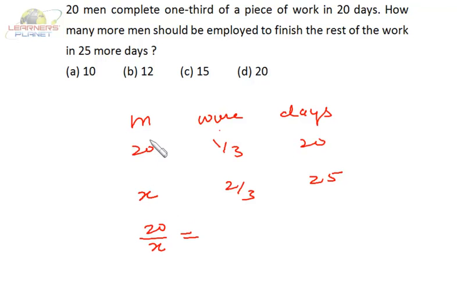Now we have to see the relationship between men and work, whether it is direct or inverse. Now definitely if more work is there, more men are required. That means men and work have a direct relationship. So it is 1 by 2. Into, we have to see the relationship between men and days. That means if more men are there to do the same work, less number of days are required. That means men and days have an inverse relationship. So if I write 20 by X, here I'll be writing reverse, that is 25 by 20. Now we have to solve it for X.